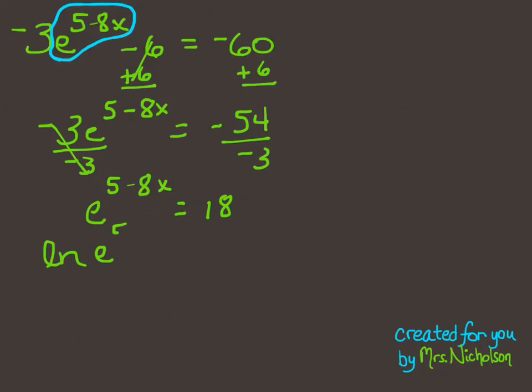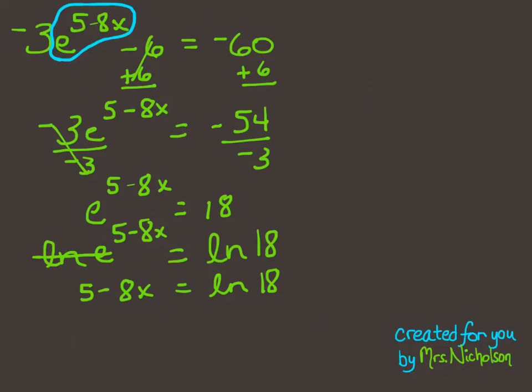So natural log of e to the 5 minus 8x, and of course if I natural log the left, I have to natural log on the right. On the left side, the natural log and e undo each other, and I'm left with 5 minus 8x is equal to the natural log of 18. And now we solve for x.